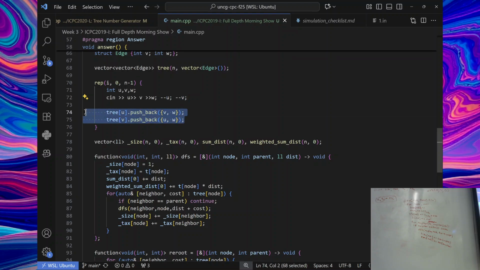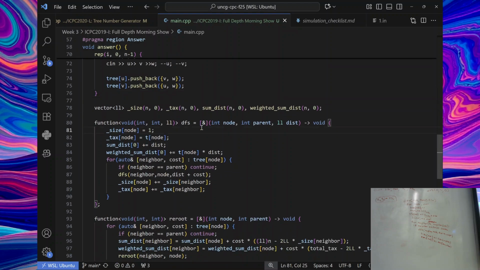And then remember, this is an undirected graph, so every time we add an edge going out from one node, we have to add the other edge too, right? So we're pushing U connects to V with weight W, and V connects to U with weight W. Makes sense? Okay.